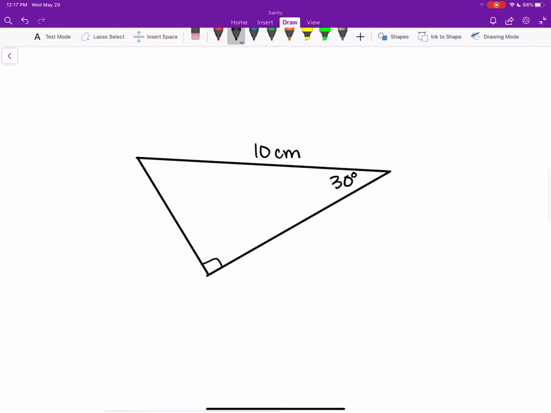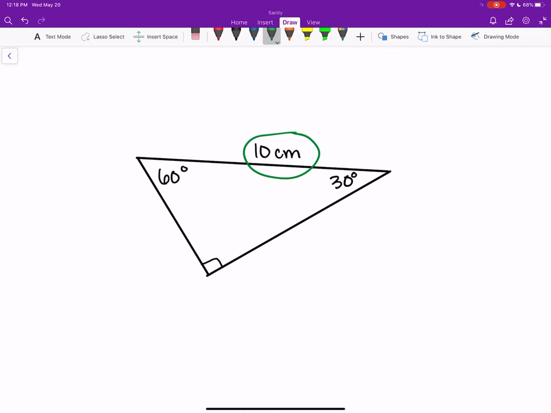Okay. I've got 10 centimeters. Let's take a look here. The only angle that's not labeled is my 60-degree angle, so I'm going to put that in here. Here's the difference, though: I am given the length of my hypotenuse. I'm given the length of my longest side.